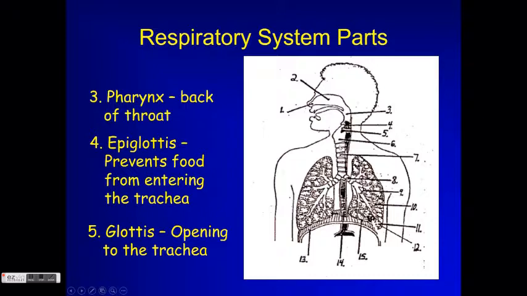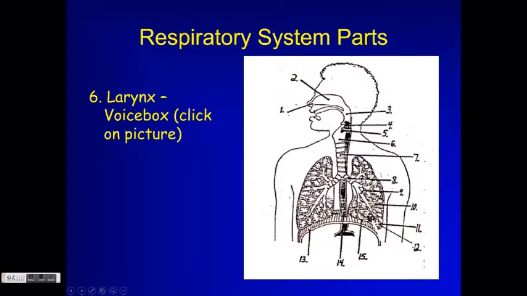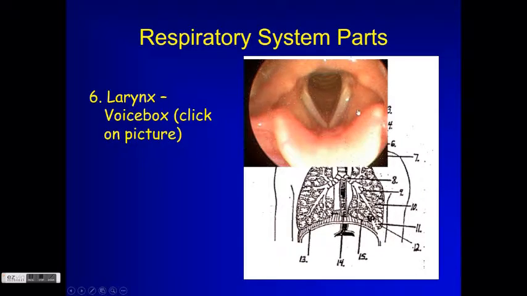Number 6, still not officially in the trachea. There's a picture that shows the epiglottis in the up position, air coming in down the trachea. But anyway, number 6, not officially in the trachea yet. The larynx is number 6. It's the voice box, and that voice box has vocal cords on the inside.